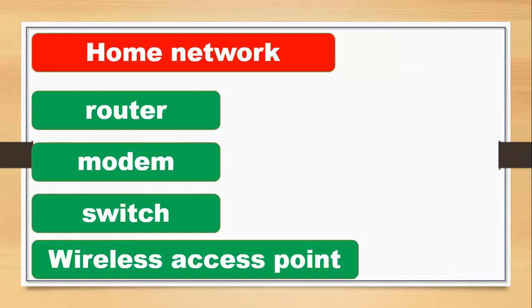Then, what things do we need to install a network? To create a new network, we need a router, a modem, a switch, and a wireless access point that creates a secure, encrypted system in the network. So here are the four components you need while creating a new network.